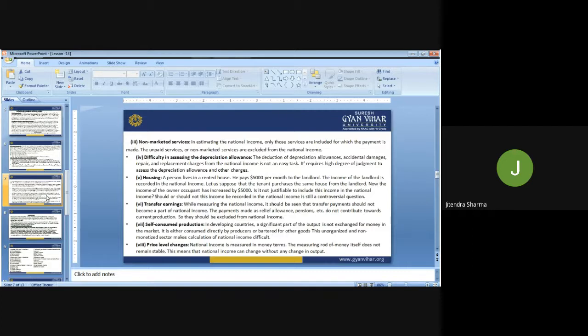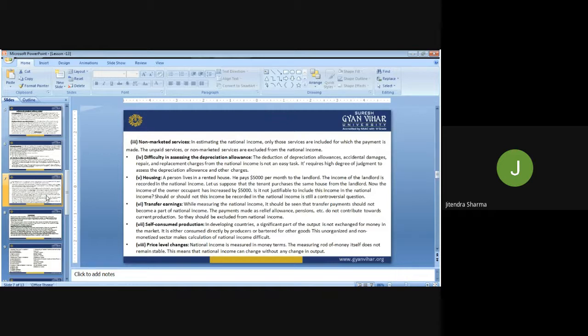Then the self-consumption method. In a developing country, a significant part of the output is not exchanged for money in the market. It is either consumed directly by the producer or bartered for other goods. This unorganized and non-monetized sector makes the calculation of national income difficult. It is very difficult because self-consumption production in developing countries is a very big issue.